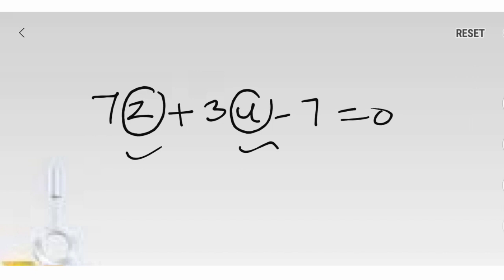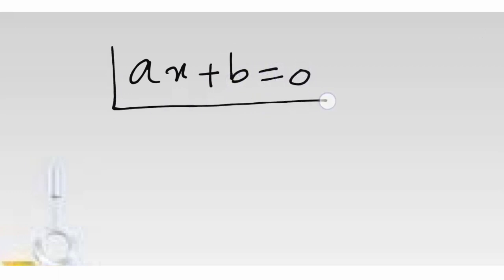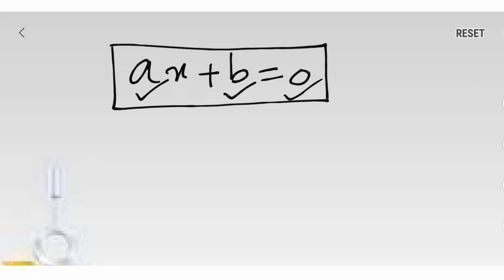Isn't it? What is the standard form of a linear equation in one variable? Ax plus b equal to 0. That is, x term is there, constant term is there, and equal to 0. This is the standard form of a linear equation in one variable. Okay.